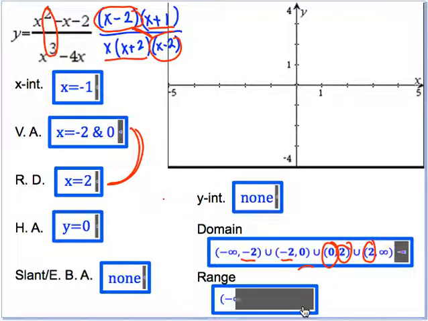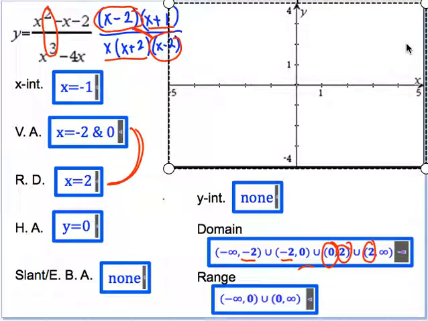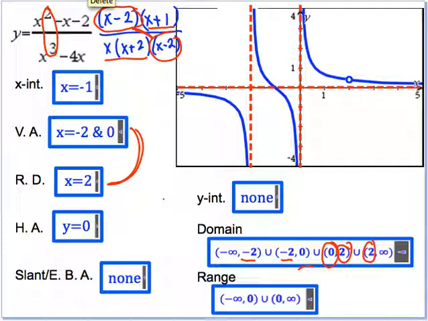Now let's look at the range really quickly. Notice our range says from negative infinity to 0 and 0 to positive infinity. Well, the reason why is because we don't have any x-intercepts. Hold on, let me look at this. Why is it from 0? That is really weird. That one should be from negative infinity to positive infinity. On the range questions, really look at the graph first.